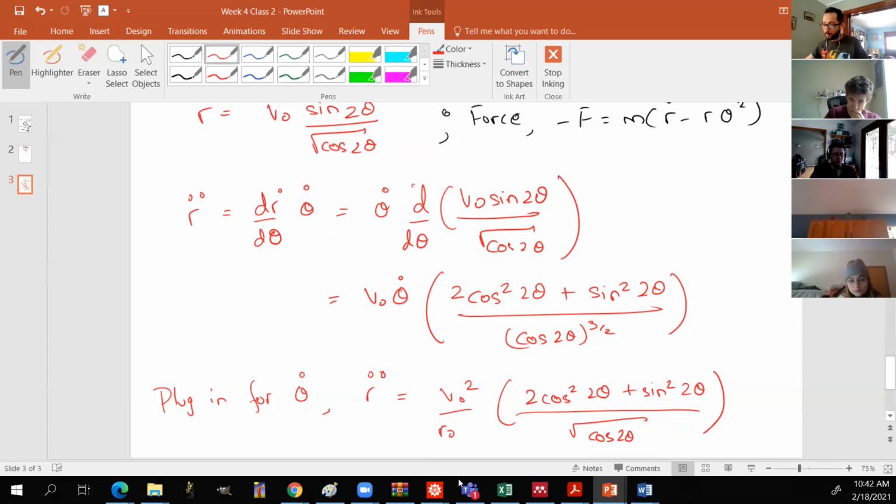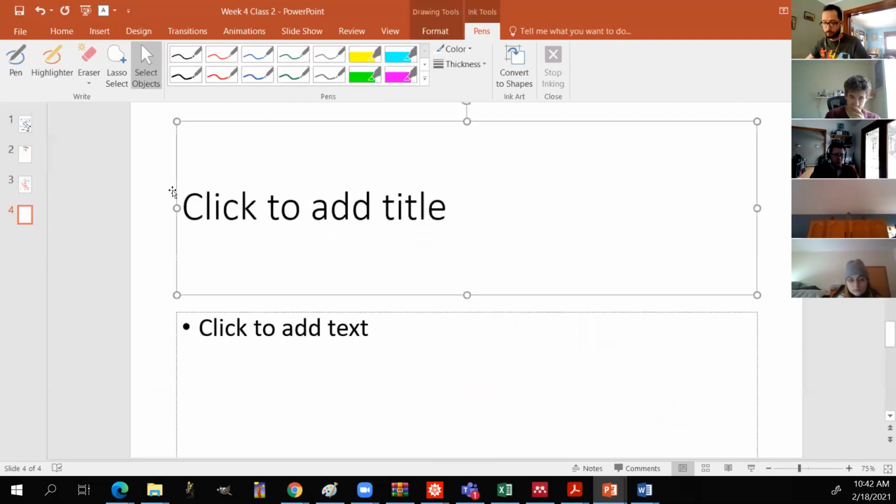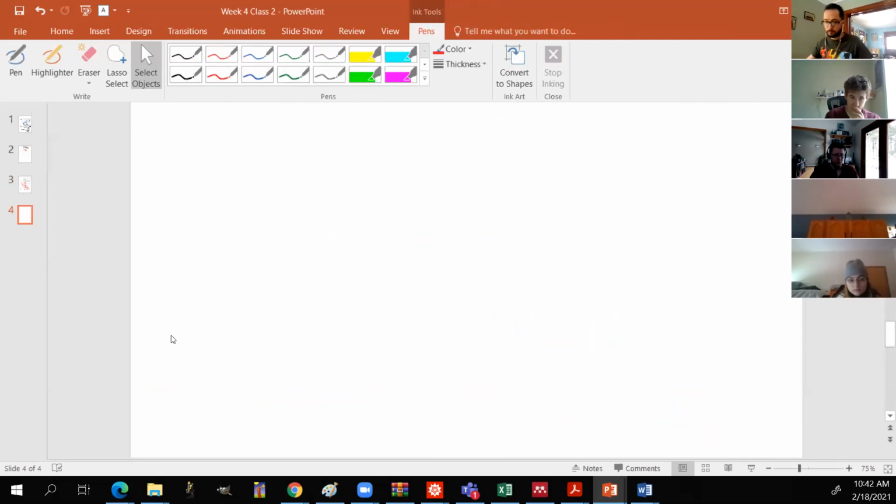All right, so we had found out what VR and V theta were in the previous equation, but we need to get R back into the picture. Previously, we found everything without the R. So if we look at part A, you see that VR is just equal to R dot, which ends up being V naught sine 2 theta divided by cosine 2 theta.